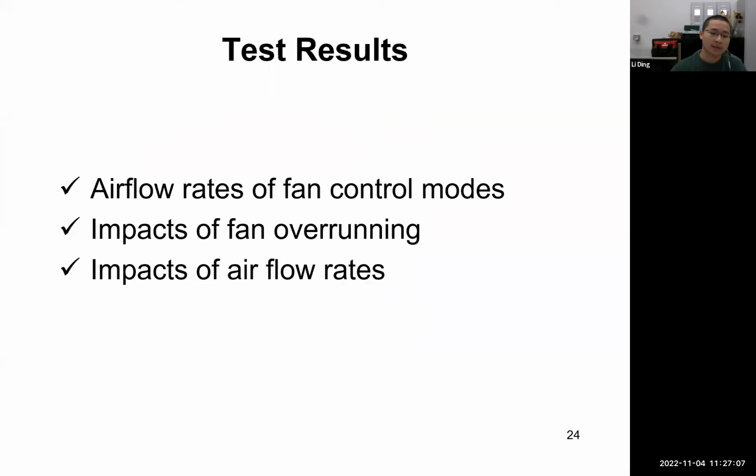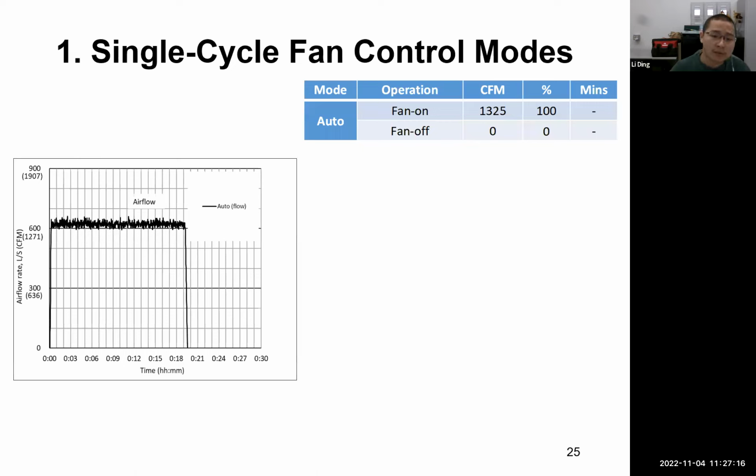And second, impact of fan overrunning. And third is the impact of airflow rates. So first, single cycle fan control mode. You can see the measurements. This is auto mode. So when the compressor is on, the fan is on. And when the compressor is off, the fan is off. So there are two operation periods, fan on and fan off.